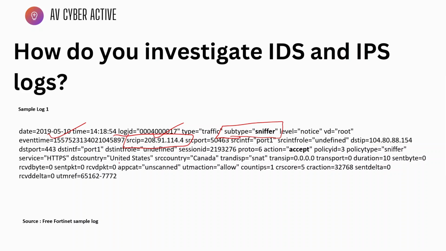It has a source IP, which it says is from Canada. The source port looks like a very high-numbered port, and there is a destination IP address starting with 104, again placed in the DMZ, and the destination country is United States. It has some more information which you may or may not use, but you would see the UTM firewall action was allowed. So it allowed the traffic.